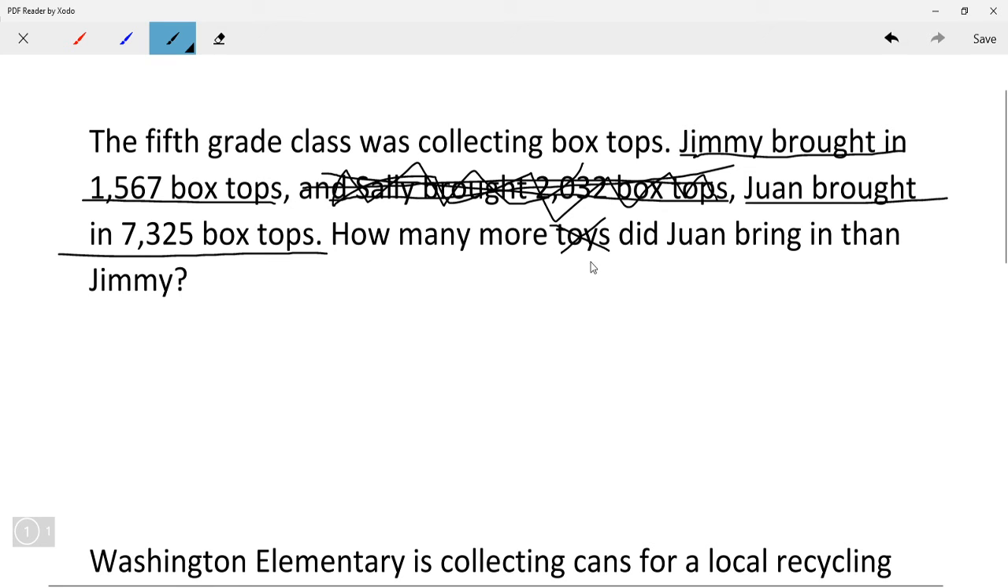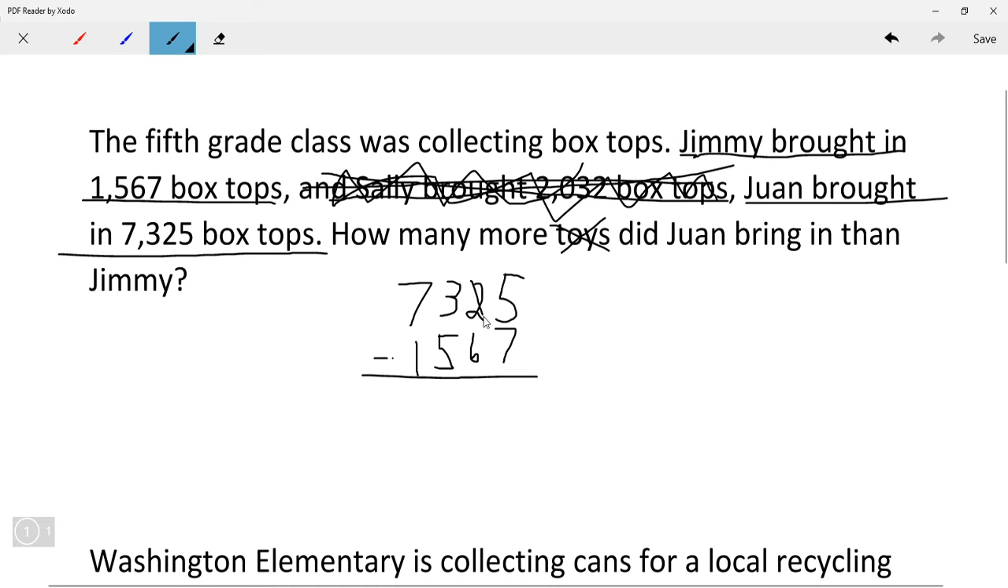How many more box tops did Juan bring in than Jimmy? So if Juan brought in this amount, 7,325, and Jimmy brought in 1,567, how many more is basically finding the difference, which is just subtraction. So we can do a standard algorithm, and we are just going to subtract.